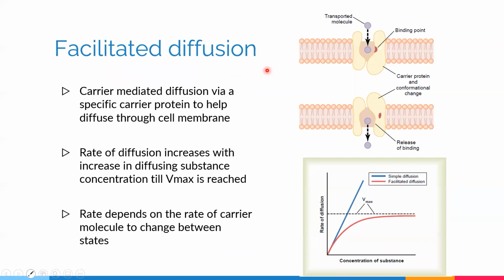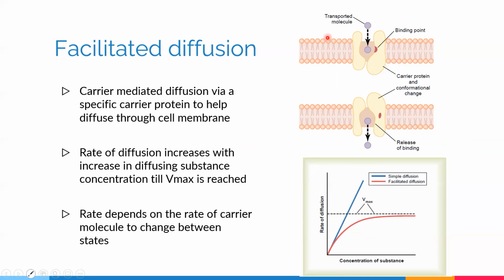Next, let us look into facilitated diffusion. So we have already discussed simple diffusion, and now we'll move on to facilitated diffusion. Facilitated diffusion, as we have discussed, requires a carrier protein which helps in the transfer of the molecule from outside of the cell to the inside of the cell. Carrier mediated diffusion via specific carrier protein to help diffuse through the cell membrane is known as facilitated diffusion, which is shown schematically right here.